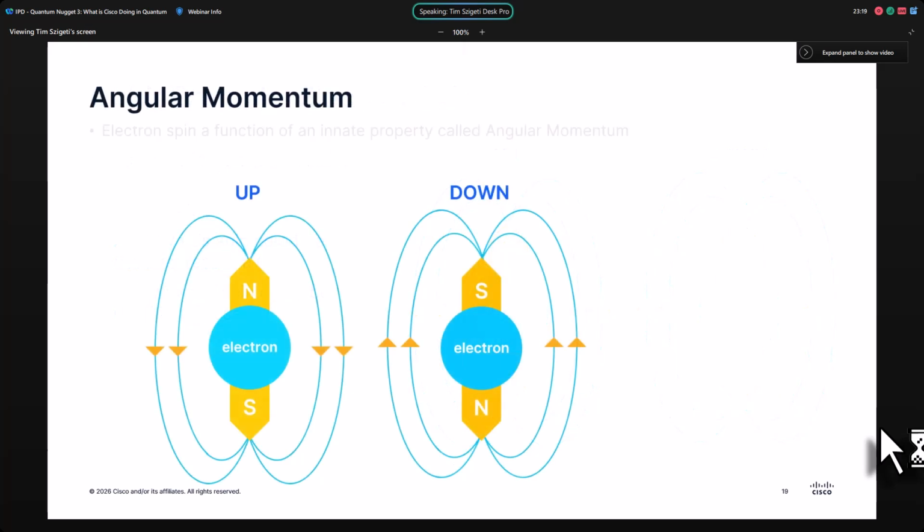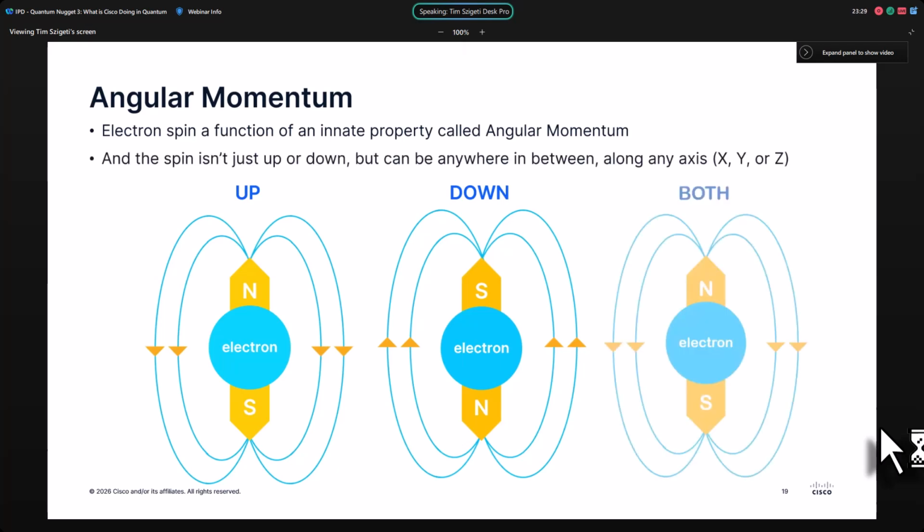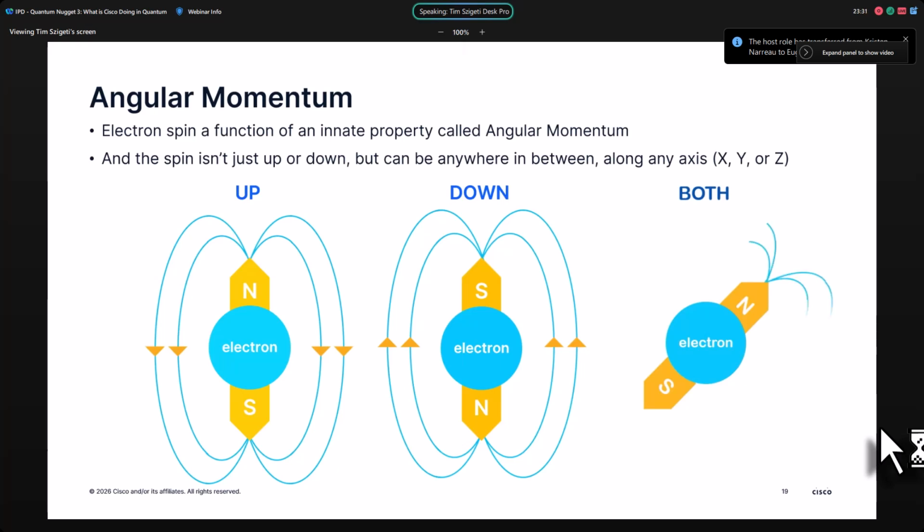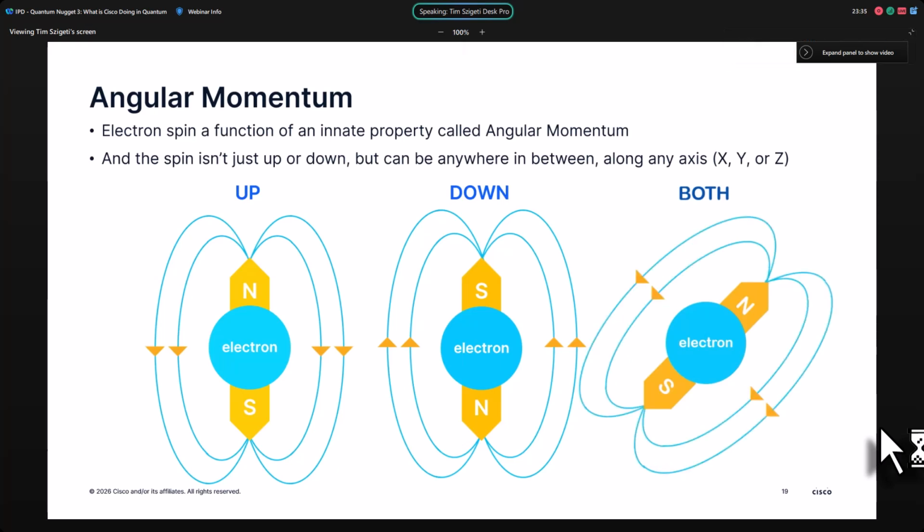But you could have that spin happening from any of these positions. It doesn't have to be from the North Pole to the South Pole and vice versa. It could be along any axis. A three-dimensional object has 3 different axes: an x-axis, a y-axis, and a z-axis. And it could be anywhere in between. So how do we take that property to represent these logical states and ultimately these quantum states?